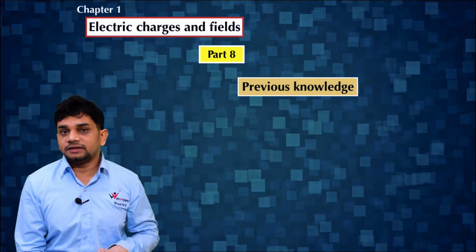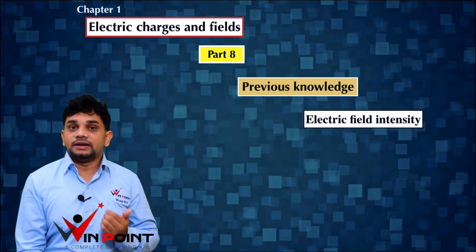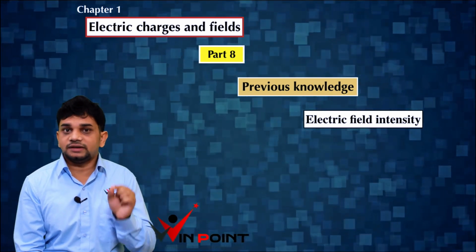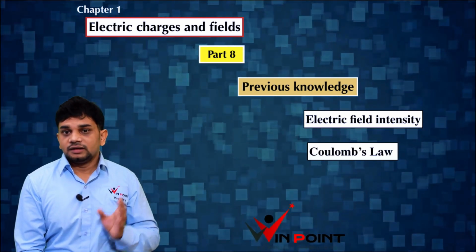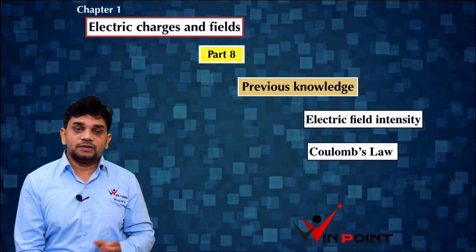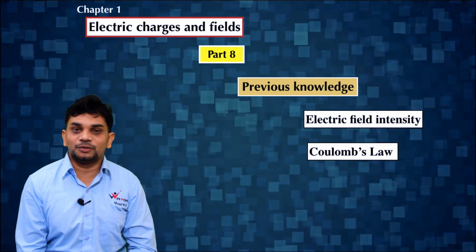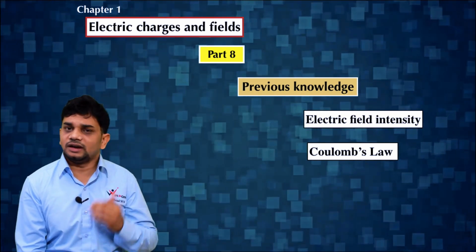So before starting the discussion, let us revise something. Previous knowledge. Electric field intensity: it is the force experienced by a test charge placed at a particular point. That is electric field intensity. Coulomb's law: force of interaction between two charges is directly proportional to product of the charges and inversely proportional to square of distance between them. We have discussed these things in the last classes.